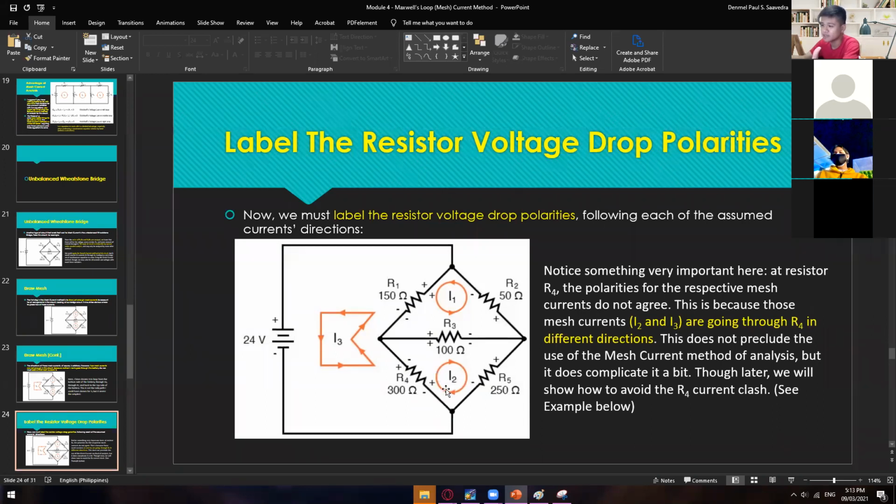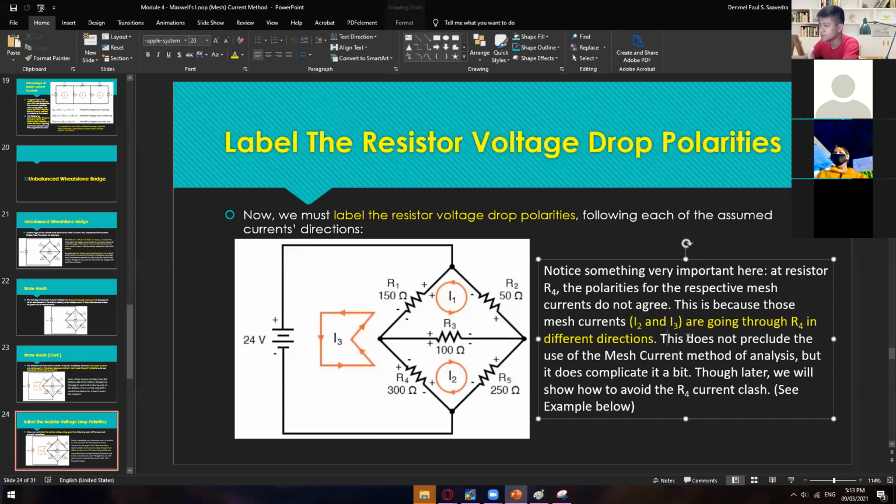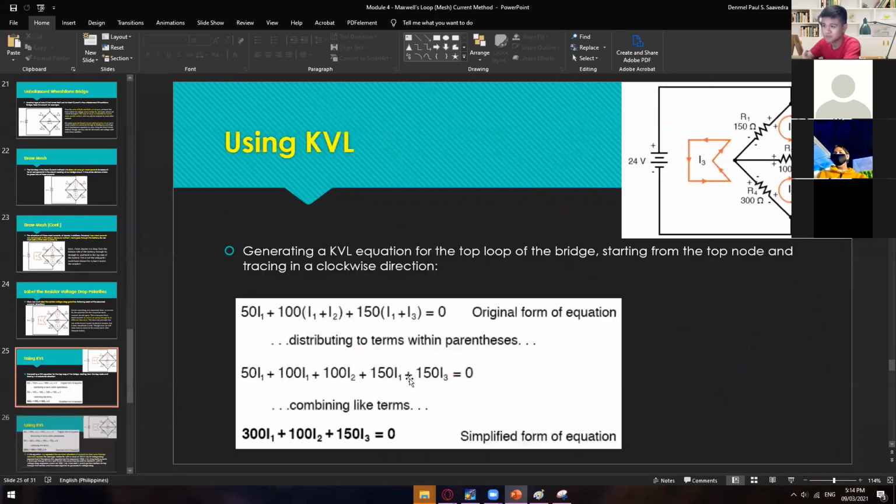Okay, I2 and I3. Yeah, so we have here negative positive and then positive negative. So this does not preclude the use of the mesh current method of analysis, but it does complicate it a bit. Just like what I mentioned a while ago, you can still have opposing symbols, but it is a little bit more complicated. Though later we will show how to avoid the R4 current clash. So it's the example below.